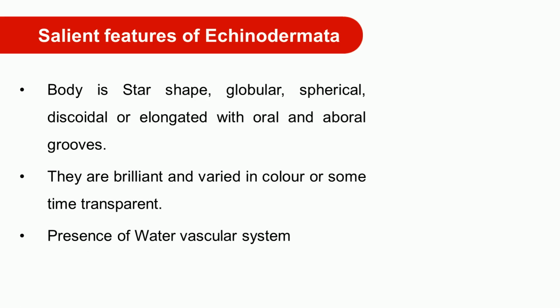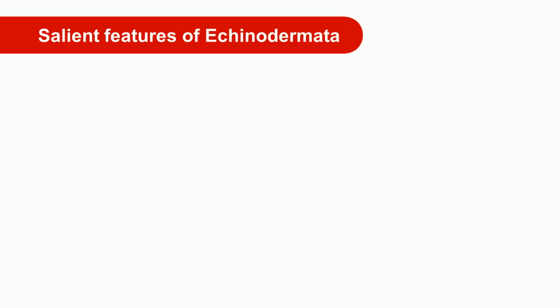One of the specialized features of echinodermata is that these animals specifically have the water vascular system. This is the only animal group with this system. Otherwise, the water vascular system is not found in other organisms. We will learn about the water vascular system in detail in the coming lecture.